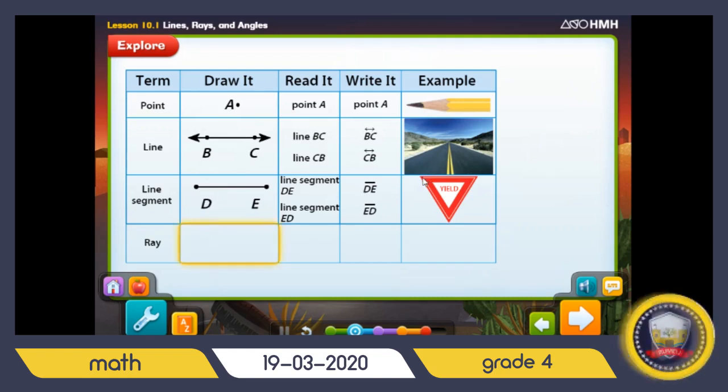For example, here, from here to the other one, it can be named as line segment DE. This is one of them. This is another line segment, and this is another line segment.